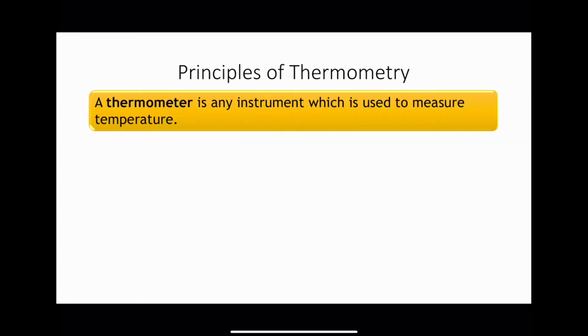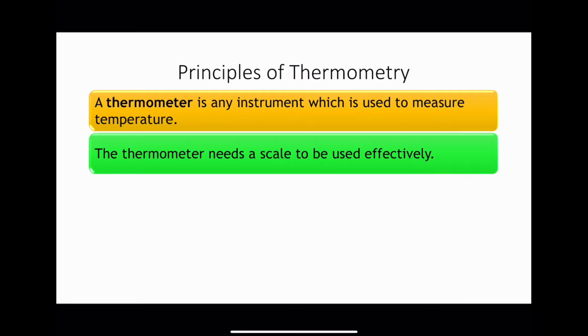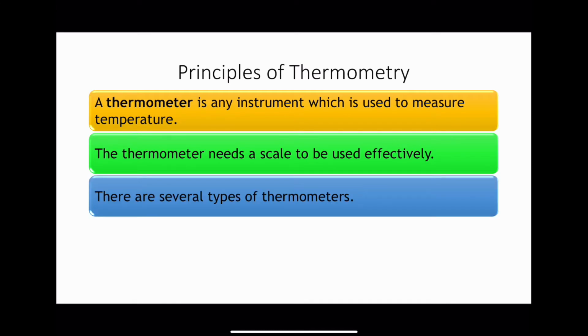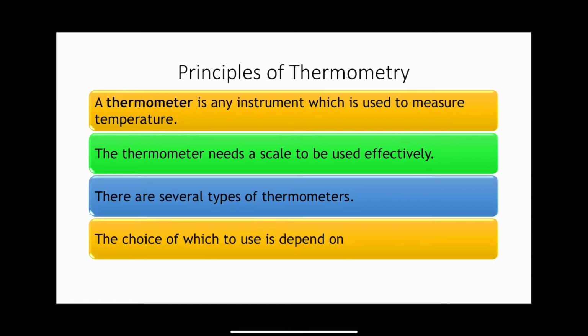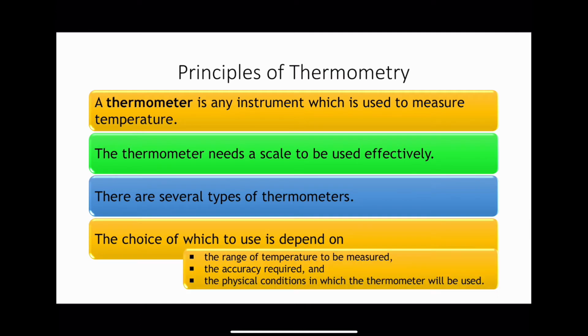Principles of thermometry. A thermometer is any instrument which is used to measure temperature. The thermometer needs a scale to be used effectively. There are several types of thermometers. The choice of which to use depends on three criteria. The first one, the range of temperature to be measured. The second criteria is the accuracy. And the third criteria is the physical conditions in which the thermometer will be used.